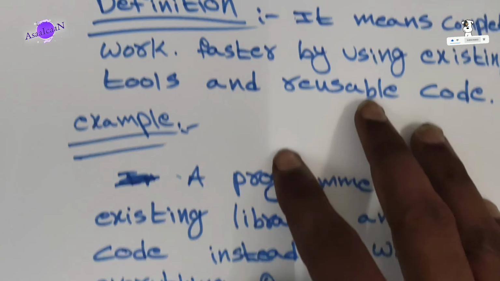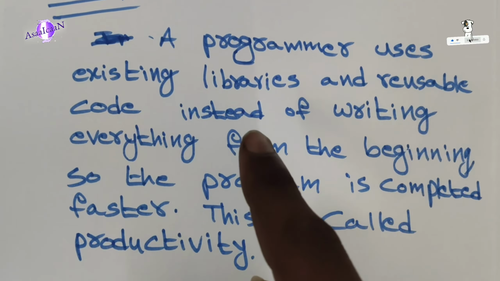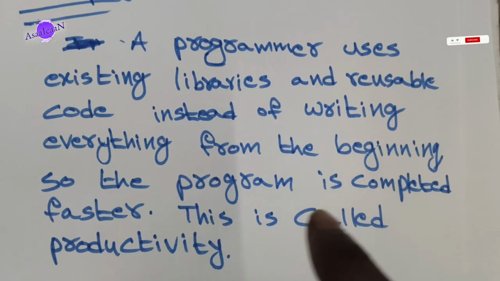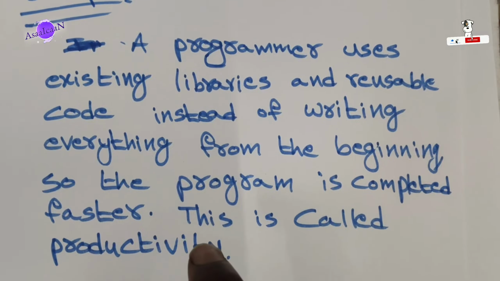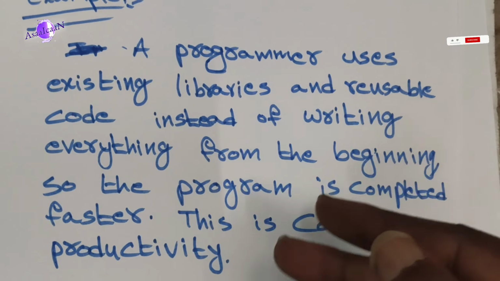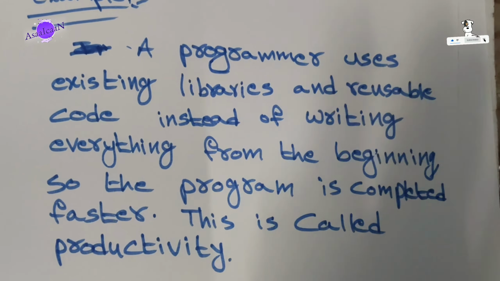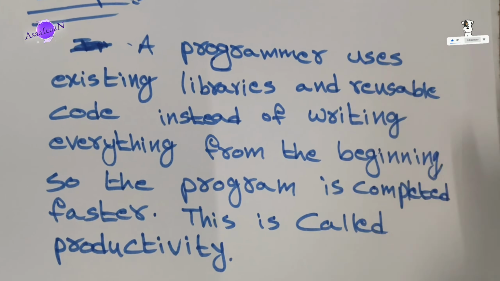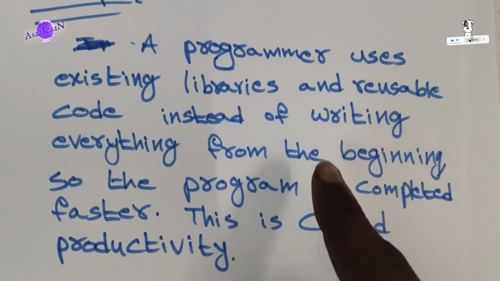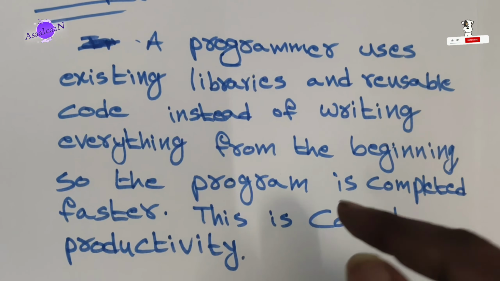For a simple example, a programmer uses existing libraries and reusable code instead of writing everything from the beginning. So the program is completed faster. The programmer doesn't write the code again and again and uses the already written code. This is called productivity. I think everyone understands it.